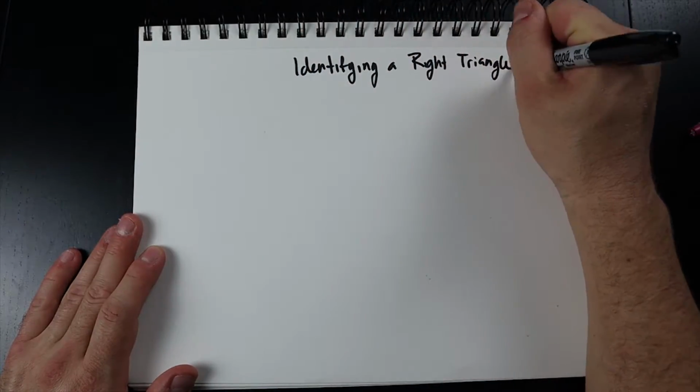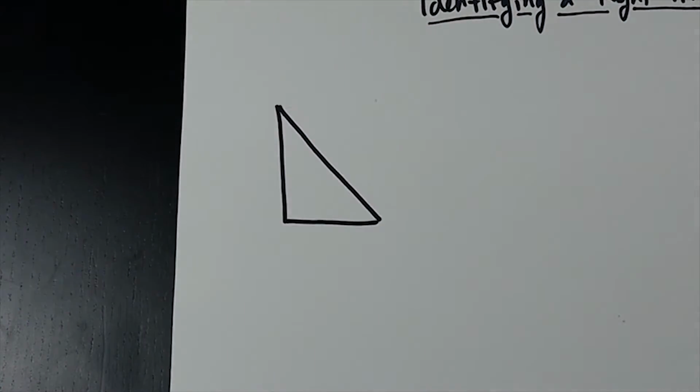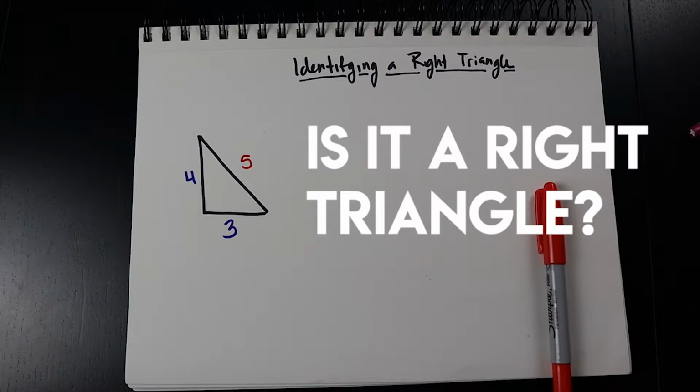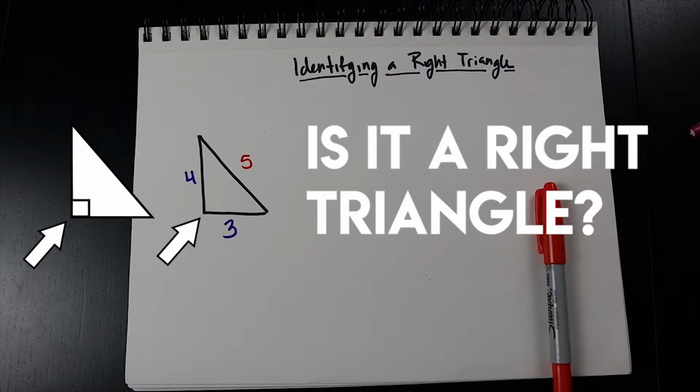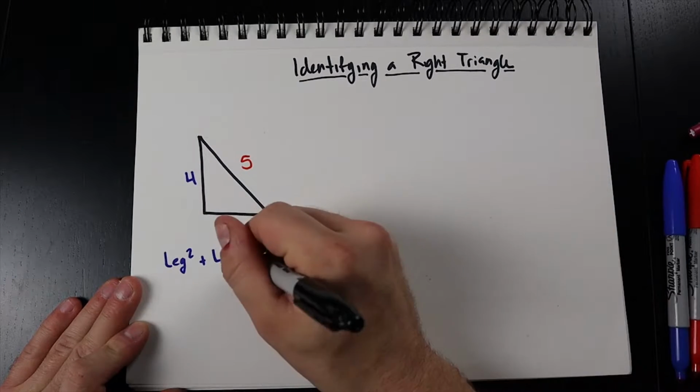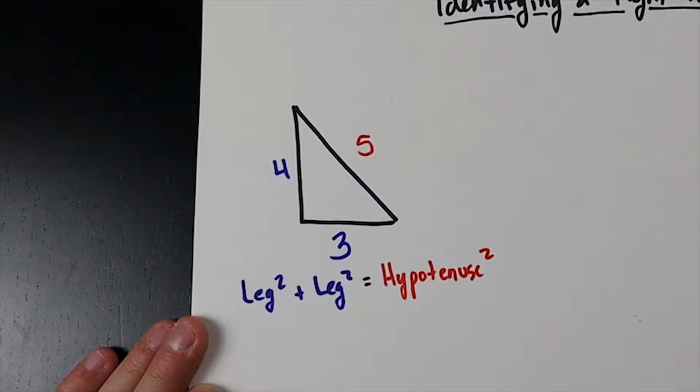This last problem is called identifying a right triangle. This problem gives you all three sides of a triangle and asks you the question, is it a right triangle? I mean, it sort of looks like a right triangle, but without the square in the corner telling us that that is a right angle, there is no way to know for certain just by looking at it. Luckily, we have the Pythagorean theorem. Because the Pythagorean theorem only works with right triangles, we can use the theorem to test these side lengths to see if they make a right triangle or not.